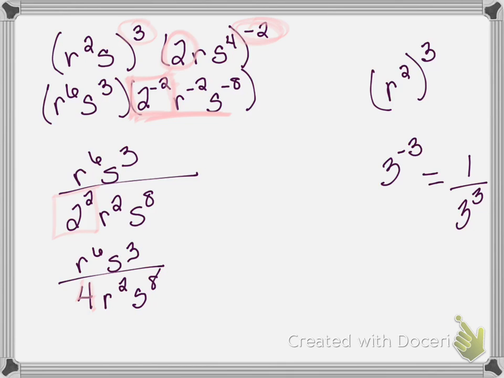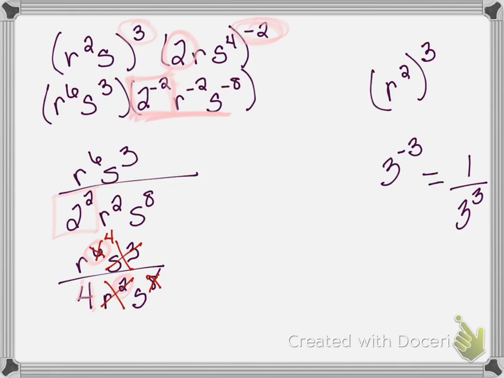Okay? Now I can simplify. I've got r to the 6th and r squared. So my r's on the bottom are gone completely. What am I left with on the top? R to the what? R to the 3rd? Okay. I've got r squared on the bottom, so I'm going to subtract. Oh, sorry, I read that wrong. It'd be r to the 4th. Good. Okay. Now, I have s to the 3rd on the top, so that's going to be gone completely.